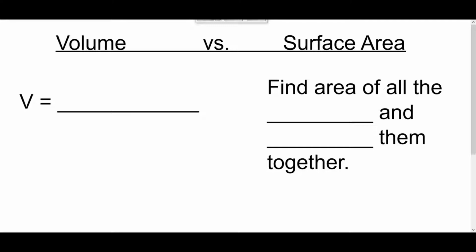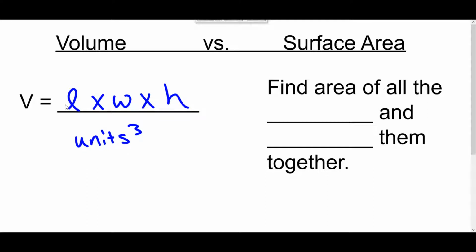Remember, volume is the amount of space inside an object. This is where we find the length, multiply it times the width, and then multiply it times the height. Our units are going to be to the third power.